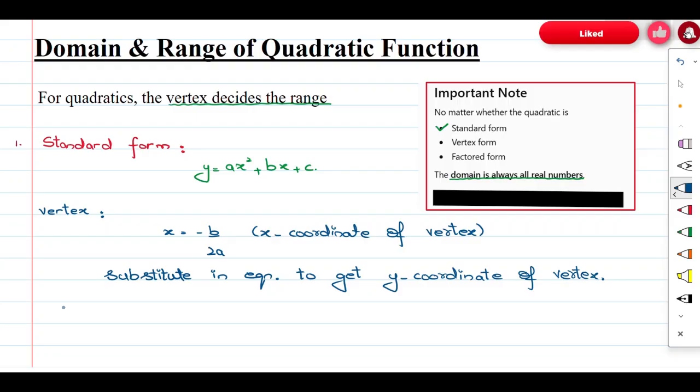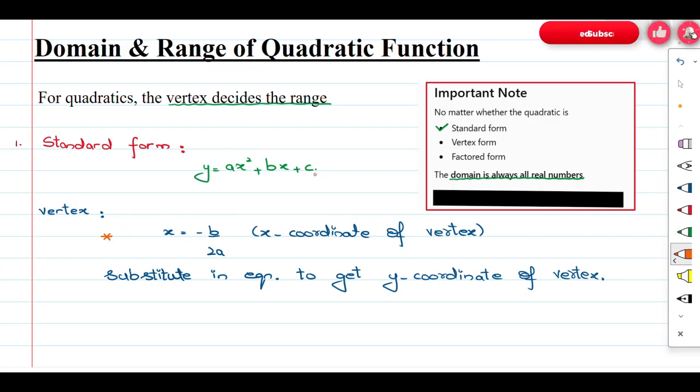So to solve for the vertex from the standard form, you can use the completing the square method. If it is lengthy, then you go to this formula, right? So use the formula x equals minus b over 2a to get the x coordinate of the vertex, and substitute that x coordinate into your equation to get the y coordinate of the vertex, right?